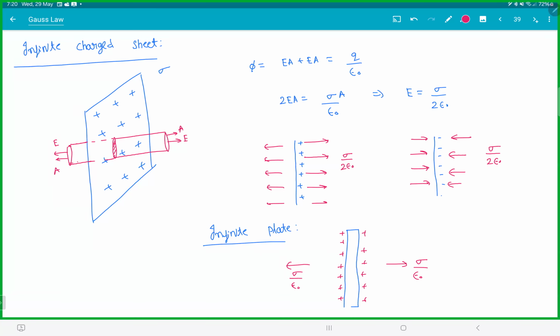Results are more important, you can remember this. But the derivation is like this. You consider a Gaussian surface which is passing through the sheet. The shaded part here would be the charge enclosed. You could have taken a cube also, it would have worked. So this is one more result you need to remember.